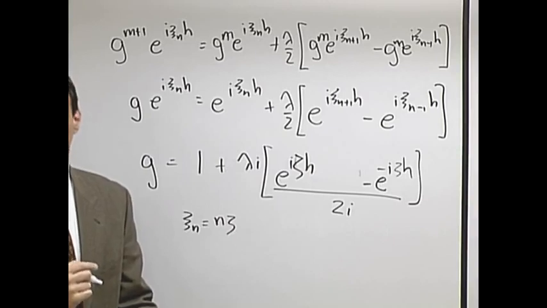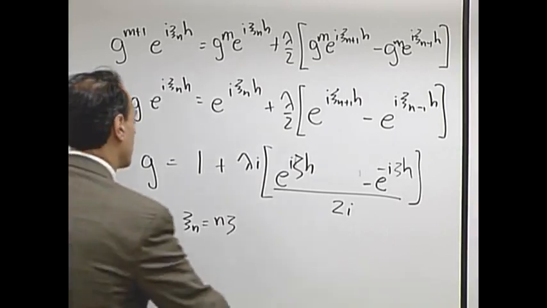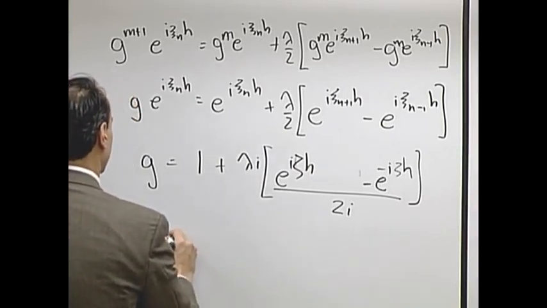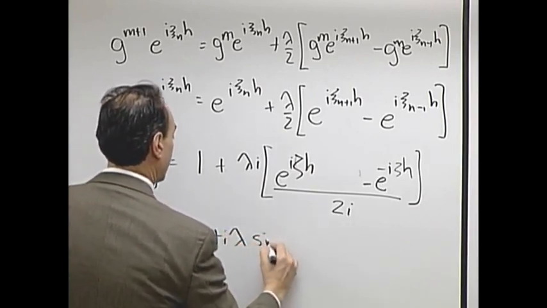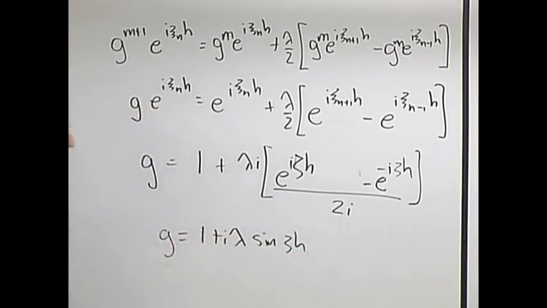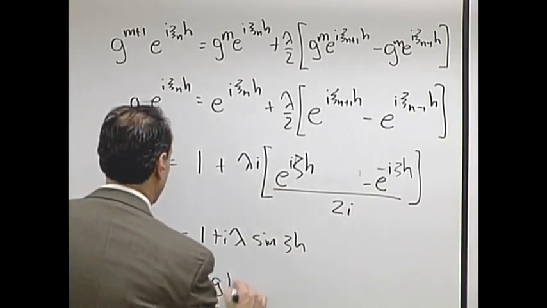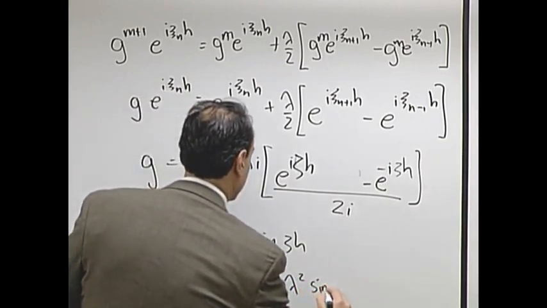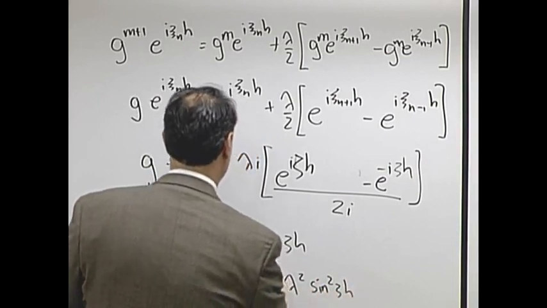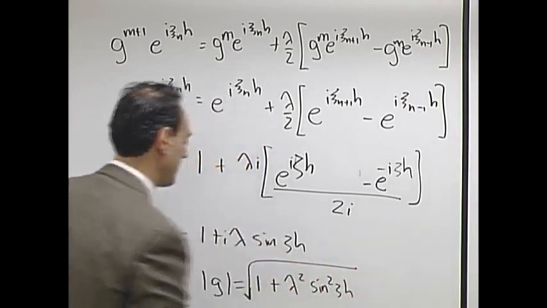Sweet. Okay, so it's sine in disguise, but now we can just basically say, okay, G is equal to 1 plus I lambda sine zeta h. Pretty little result. Now what happens? What do we care about? We care about the absolute value of what this G is. And the absolute value of this G is simply equal to the square root of 1 plus lambda squared sine squared zeta h.